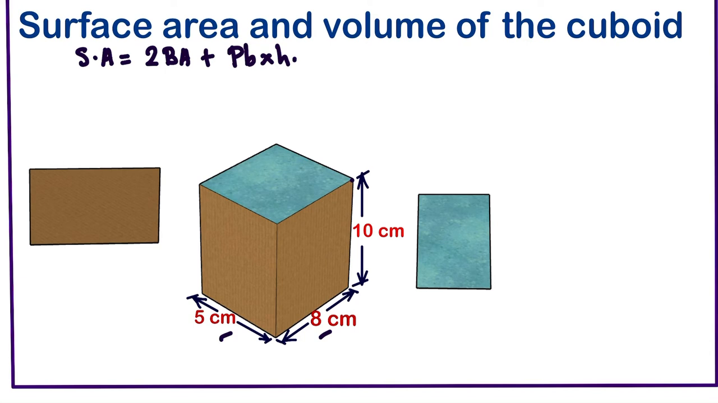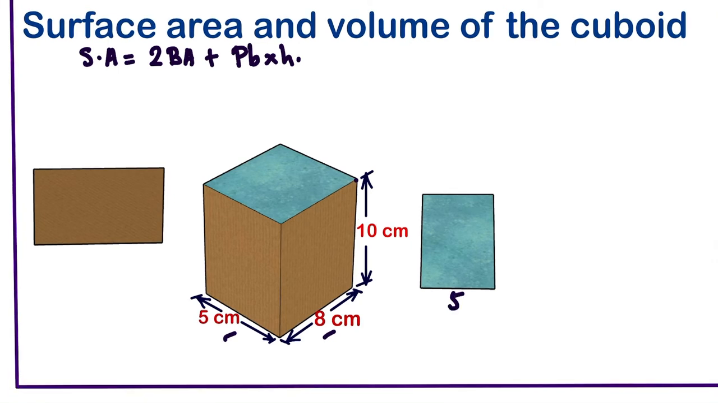Okay, so looking at this cuboid, what will be the base? This is our base. The reason why we have 2 times the base is because the top and the bottom are the same. So we are going to consider this as our base. The dimensions of the base are 5 and 8, times 2 because the top and the bottom are the same.